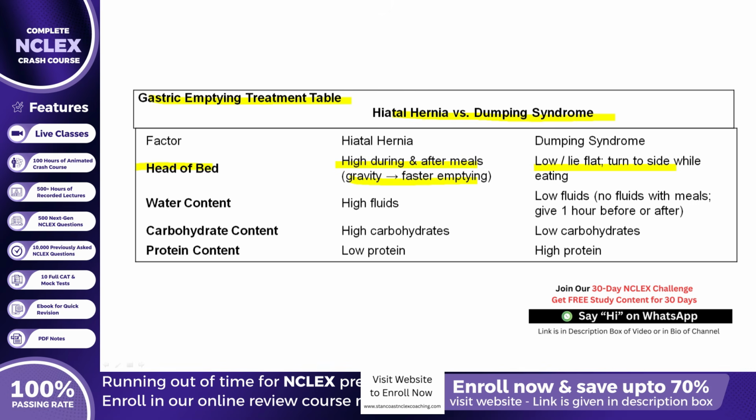Moving to the next factor, which is water content, the table explains that hiatal hernia requires high fluids, while dumping syndrome requires low fluids, meaning no fluids with meals, and fluids should be given 1 hour before or after eating.